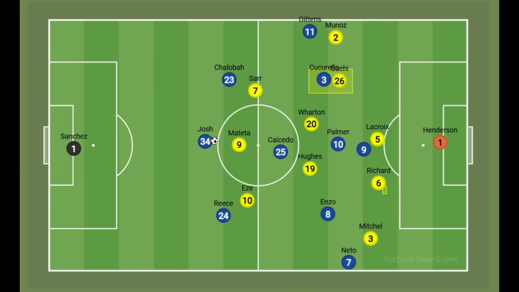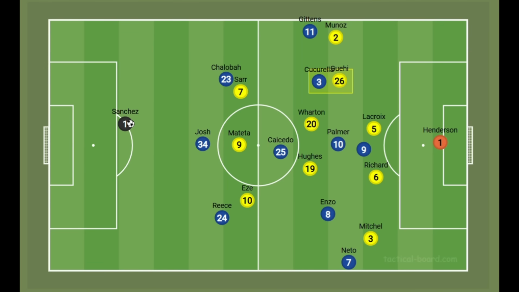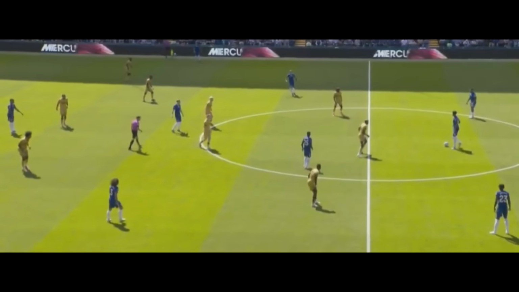And the main aim for Palace was to ensure that whenever Chelsea looked to play inside Crystal Palace's own half, Crystal Palace would be hyper aggressive and tight on Chelsea, so that it would force Chelsea to play the ball back to the goalkeeper and restart their attack once again. And that is what Crystal Palace want.